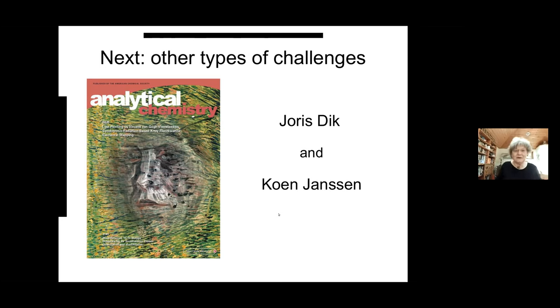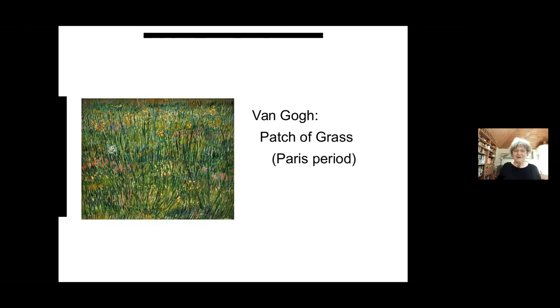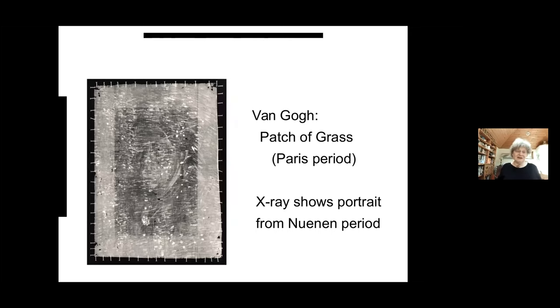had about, when was this, 10 years ago or so, a front page of the Journal of Analytical Chemistry because they had used XRF, X-ray fluorescence, on a painting by Van Gogh. Well, it's really a patch of grass like this. But if you turn it on its side, as I was doing earlier, and then you X-ray it, then you see, and this was well known, that there is a portrait underneath.